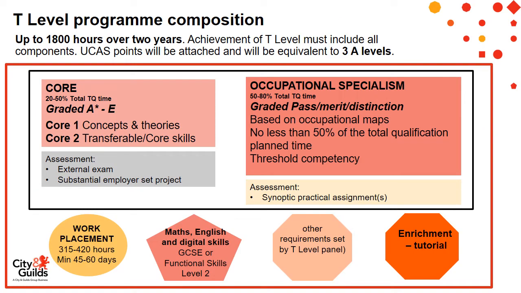So what's a T-level program look like? The T-level program is up to 1,800 hours over 2 years, includes UCAS points and is equivalent to 3 A-levels. So this slide is the generic scope for the T-level program. We're going to look at some more specific ones in future slides which relate to construction and building services.